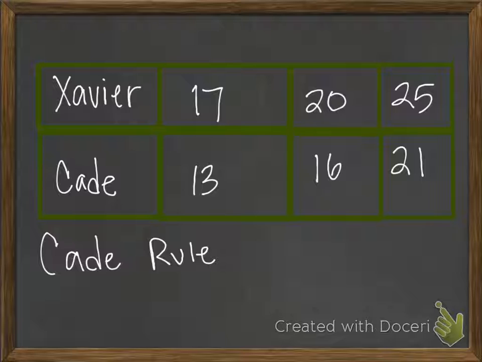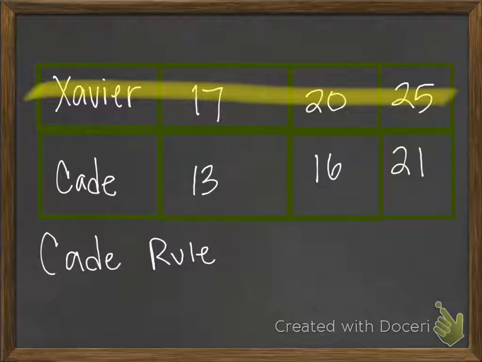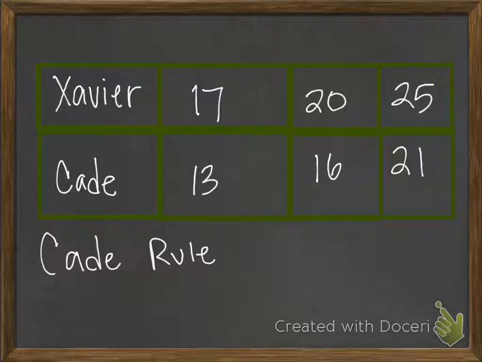So first, we are just looking at Xavier. Those were the numbers he chose. But then Cade came in and changed Xavier's numbers to the numbers you see on Cade's. So Xavier first had 17, Cade changed it to 13. He had 20, and Cade changed it to 16. 25, and he changed it to 21. What rule or what pattern do you see the numbers being changed by?